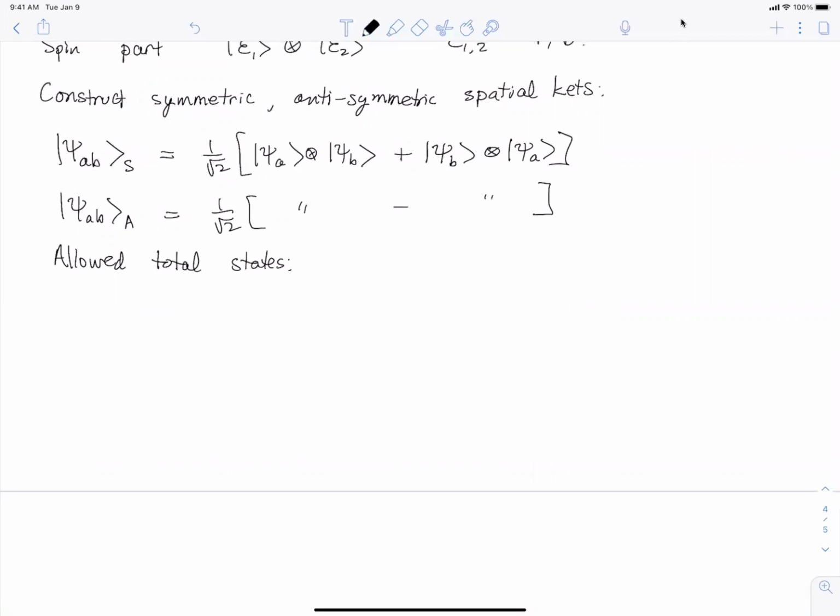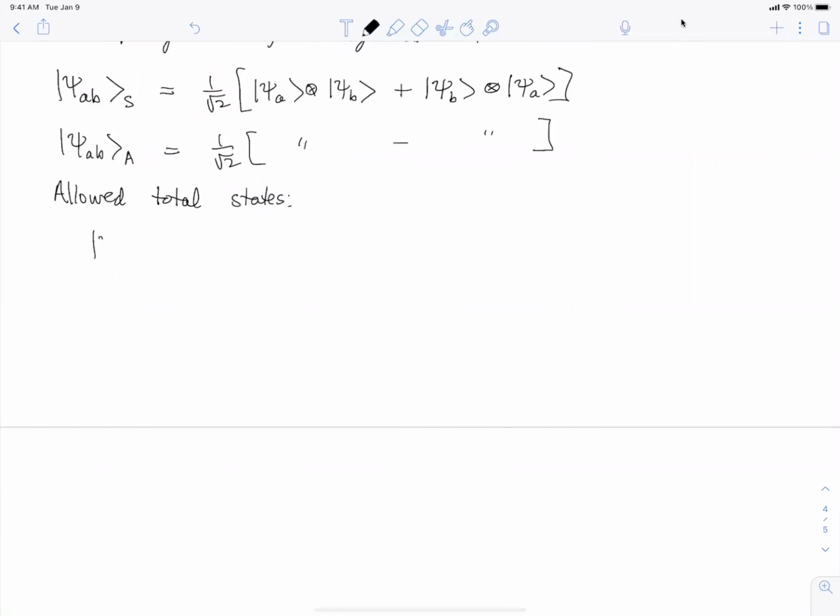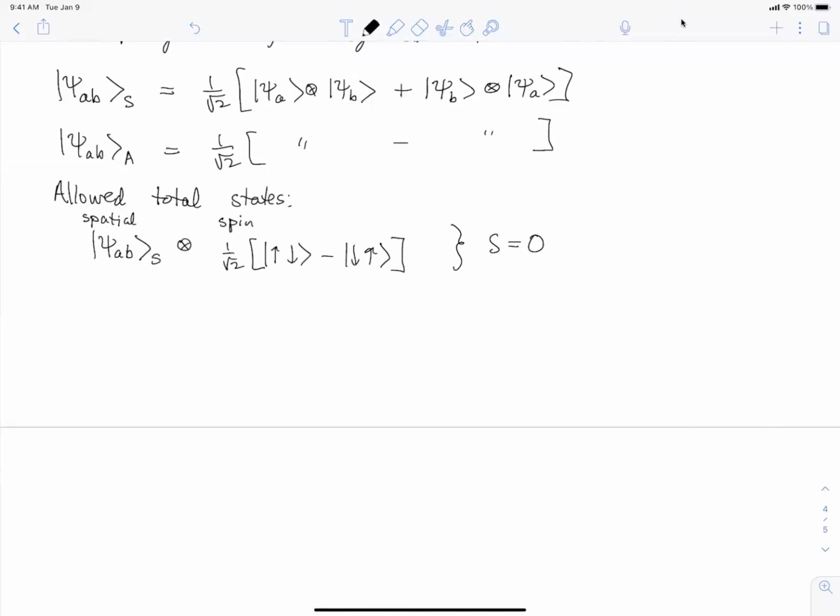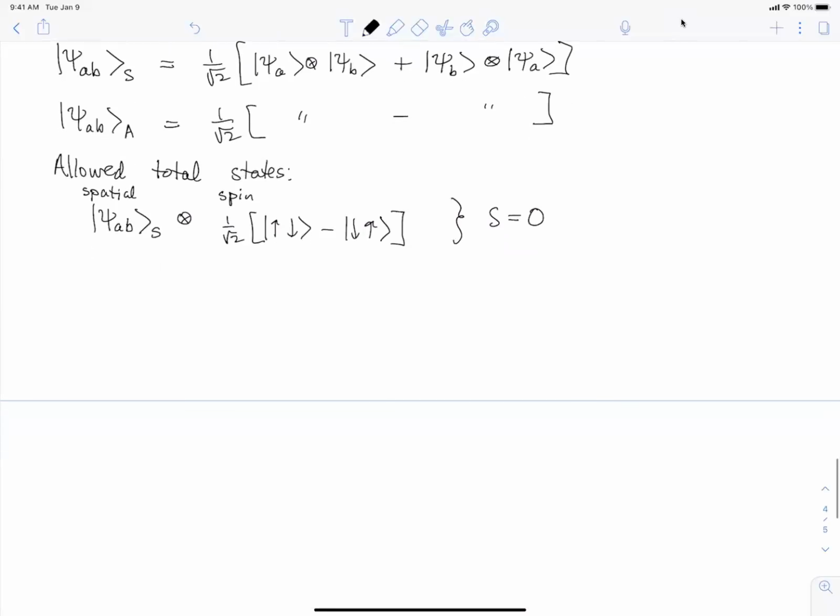And so one way I can do that is I can combine the symmetric spatial state with the anti-symmetric spin state. So I'm going to write a column here that's spatial and spin. And so there's psi AB symmetric and 1 over root 2 up arrow, down arrow, minus down arrow, up arrow. And we recognize that as the spin 0 state. So that's saying if it's symmetric spatially, it has to be spin 0.